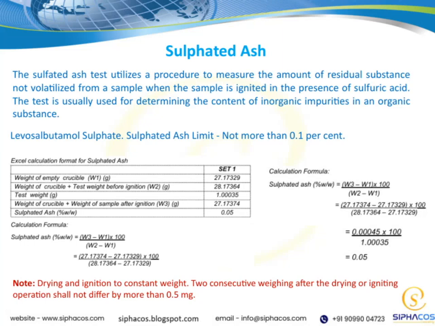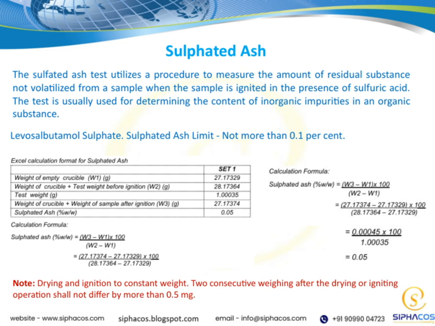Let's talk about the drying and ignition process. It's important that we dry or ignite the sample until it reaches a constant weight. This means that after 2 consecutive weighings, the weight shouldn't differ by more than 0.5 milligrams. This ensures that all moisture or volatile substances have been properly removed, giving us accurate results.